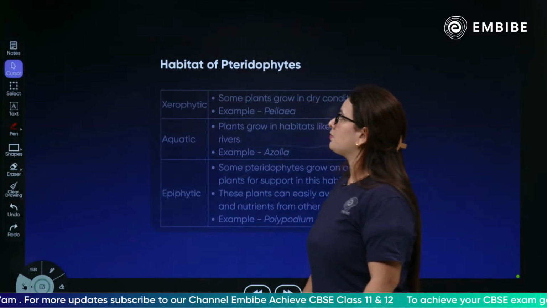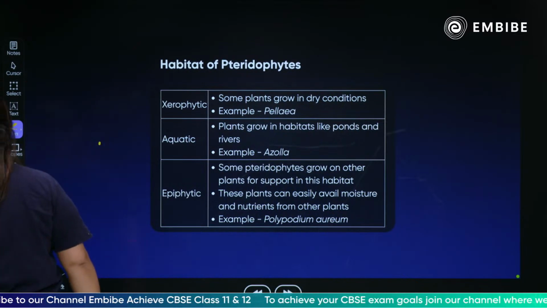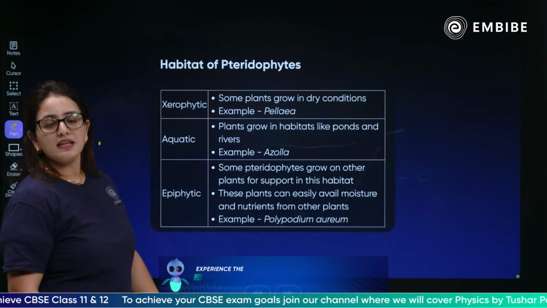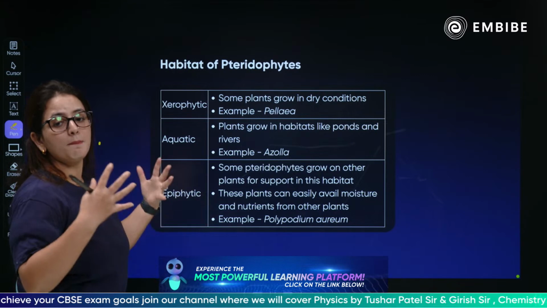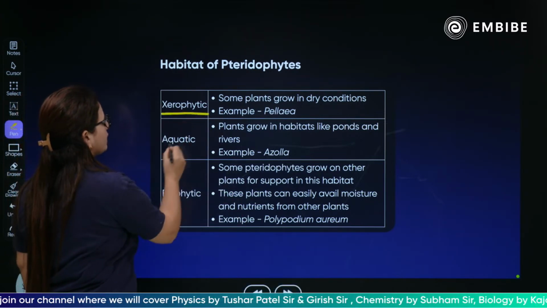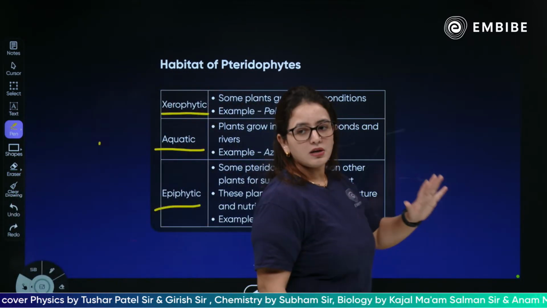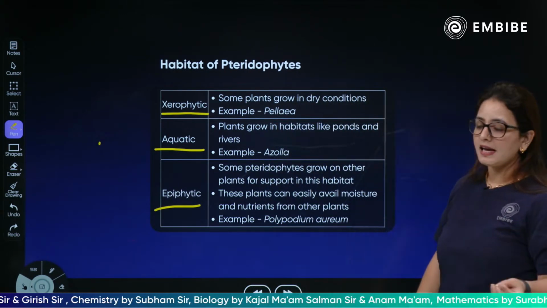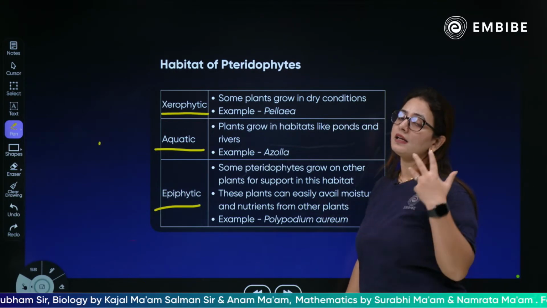Talking more about the pteridophytes, let's discuss the habitat of the pteridophytes in detail. Habitat, you know what is habitat? It is where the major quantity of the pteridophytes are present. They could be xerophytic, they could be aquatic, and they could be epiphytic. Yes, of course, I am saying that they are the first land plants, but some of them are still present in the water. They like to grow in water, but the majority of them are on the land only.